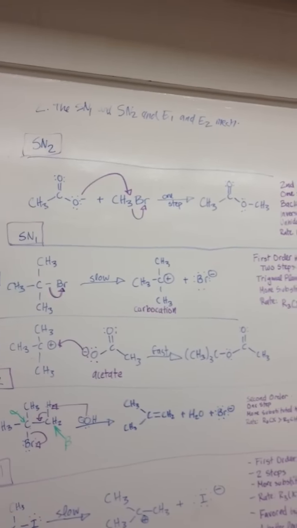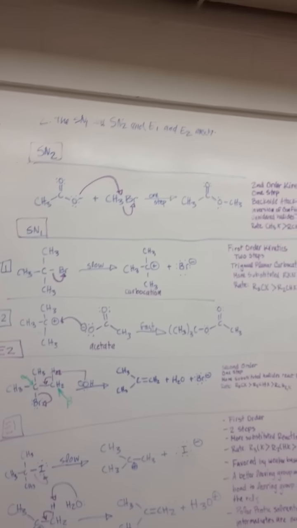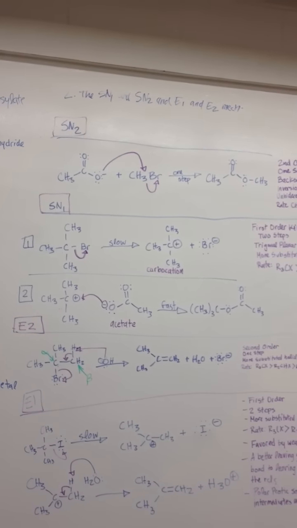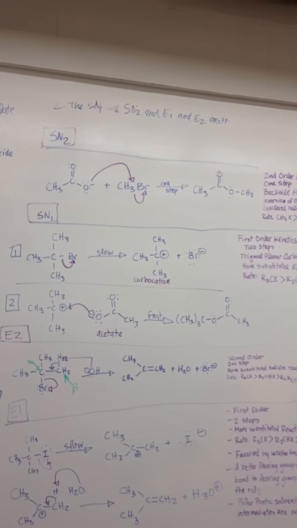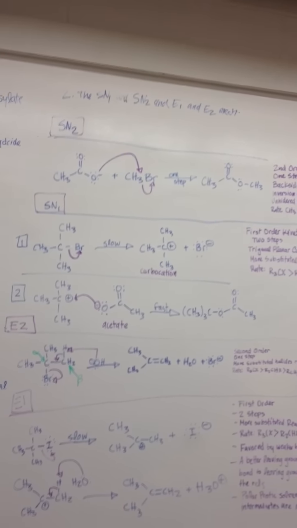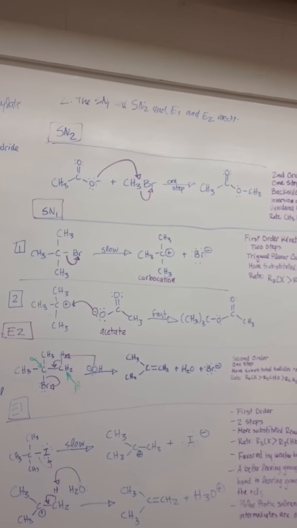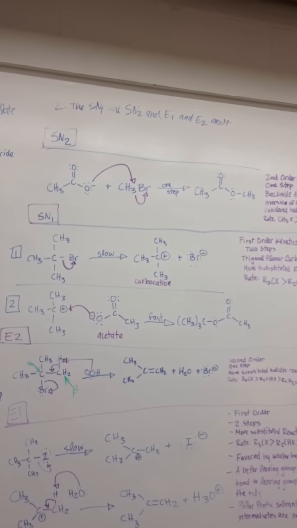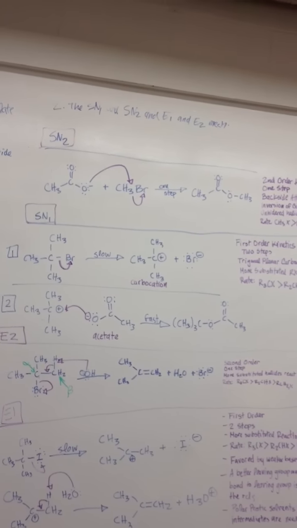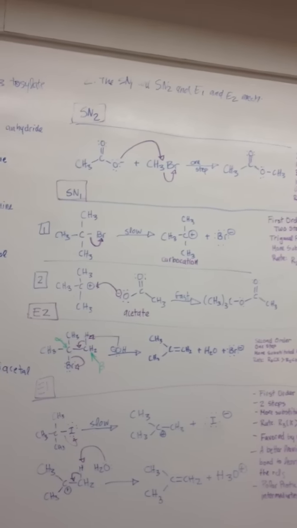Now let's go over some basic mechanisms. So you have SN2, which is the most basic one, which follows second order kinetics. The rate equals k times RX times the nucleophile, and it happens in one step where there's a backside attack of the nucleophile against the electrophile, which releases the leaving group, and you result in an inversion of configuration. Now unhindered halides react fastest, and that's pretty much all you need to remember about SN2.